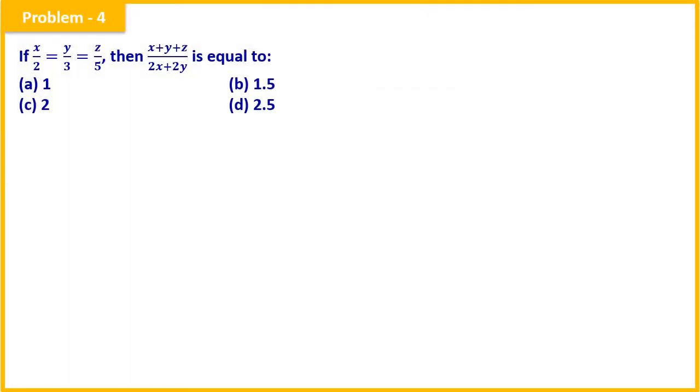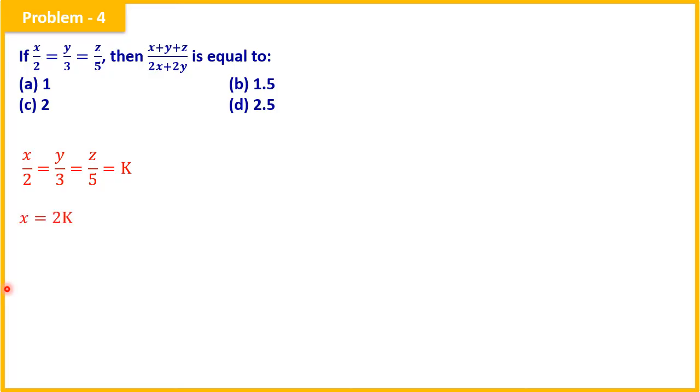Problem number 4. If x by 2 is equal to y by 3 equal to z by 5, then we need to find out the value of this particular term. How to find out this? Let us say x by 2 equal to y by 3 equal to z by 5 equal to k.